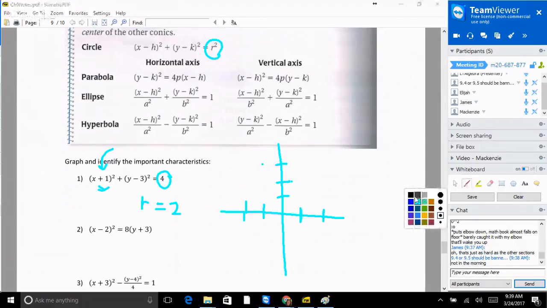And that's just based off of knowing that x is being added by 1, and when something's being added, that moves it to the left. When we subtract, we're moving in the positive direction. So we're going to move y positive 3. And then we know it has a radius of 2, so there's a point here, a point here, a point here, and a point here. That's what my circle should hopefully look like.